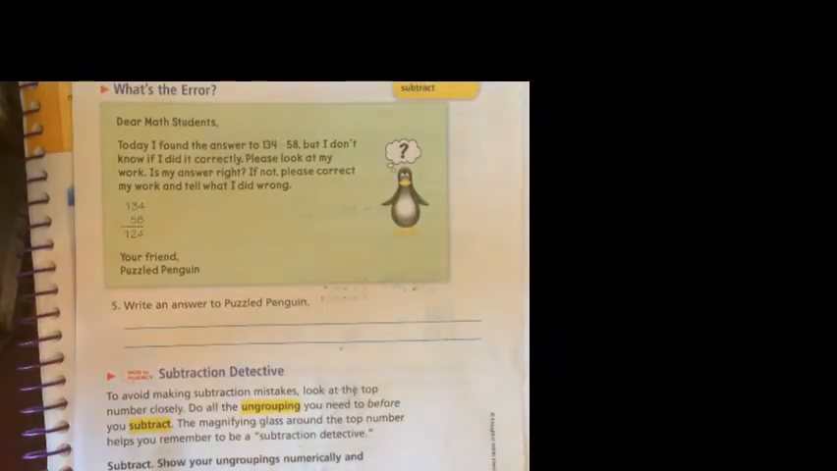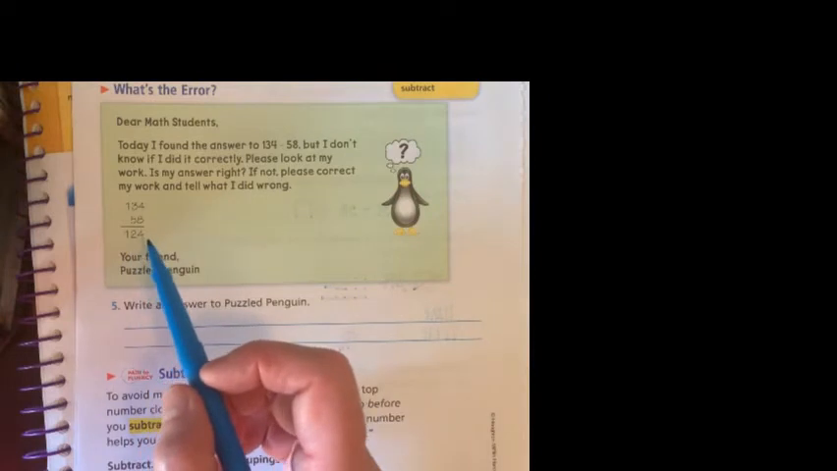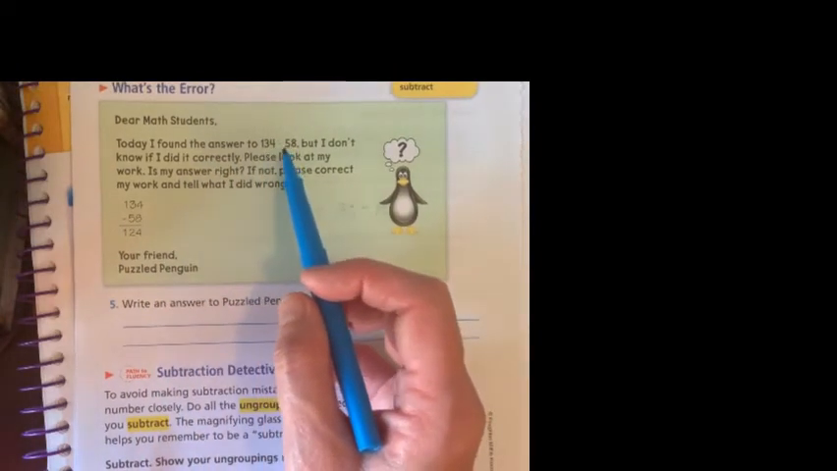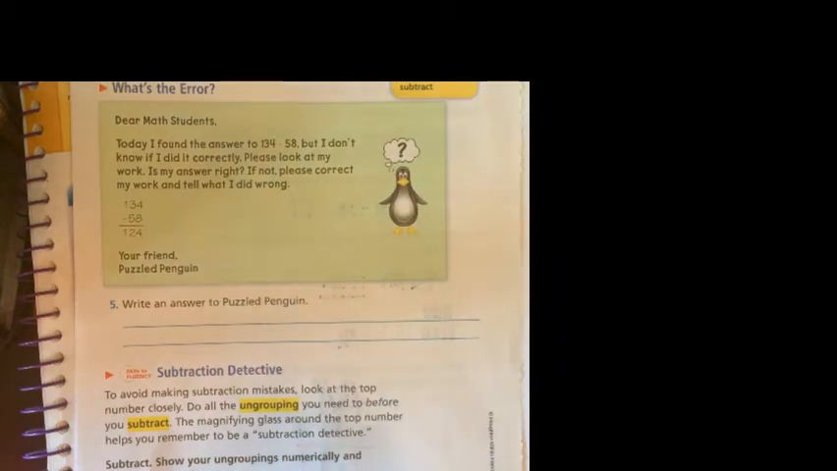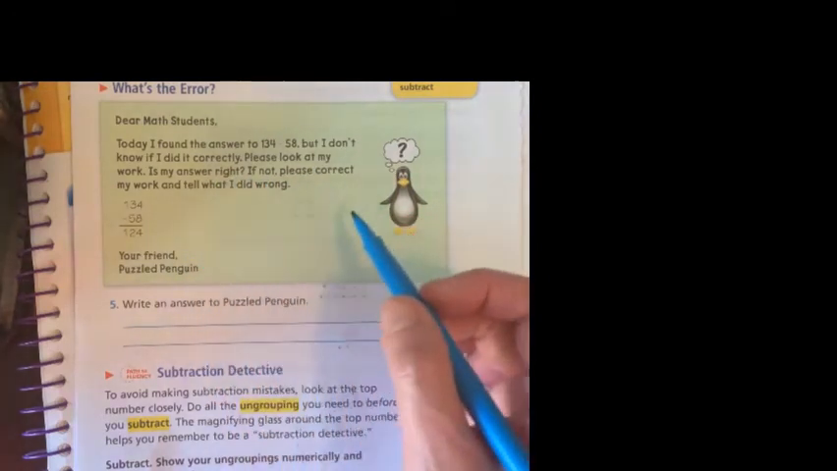Okay, turn the page. Oh boy, Puzzle Penguin. This is going to be hard for him. Oh, they have the same. He's got the same exact problem we just did. Let's look at one of the issues he has. Today I found the answer to 134 minus 58. So did we. We know it's what, everybody? 76. I don't know if I did it correctly. Look at my work and answer if I am right.